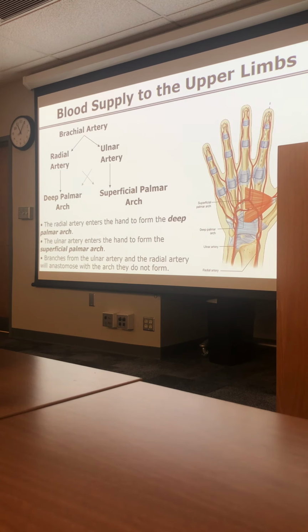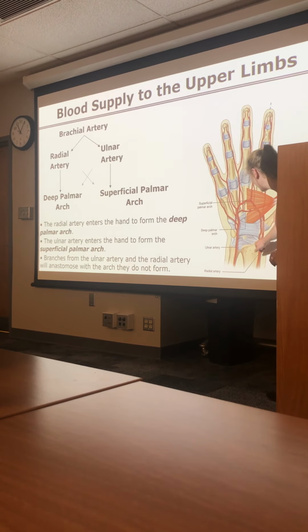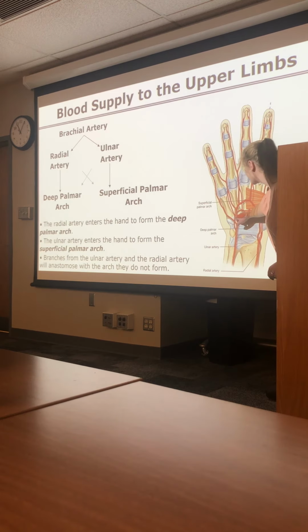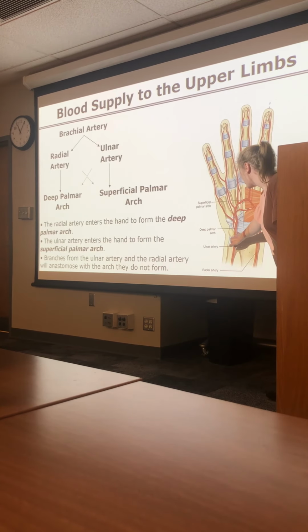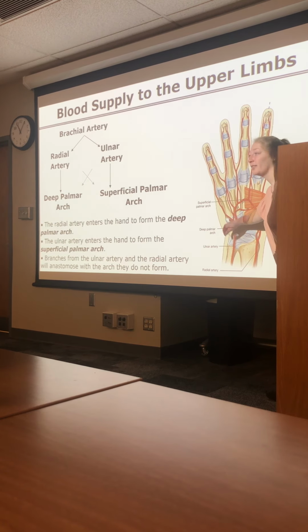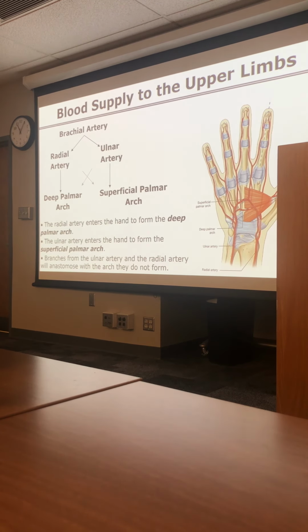Okay. So if we look at the terminal branches of our radial and ulnar arteries that we've already talked about, our radial artery is going to enter the hand and give rise to this deep palmar arch, which is right here. The ulnar artery is going to give a branch that's going to join with the deep palmar arch. The ulnar artery enters the hand and gives rise to the superficial palmar arch, and there's a branch from our radial artery that's going to join with the superficial palmar arch. It's going to anastomose, right?